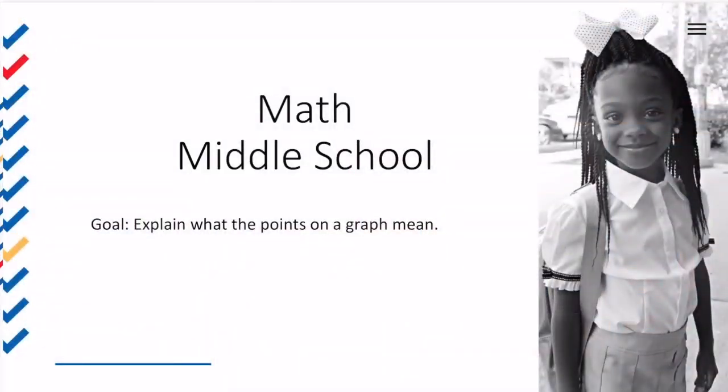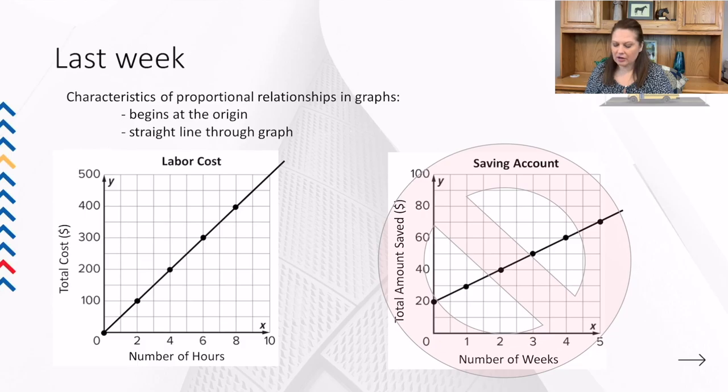Last week, we talked about what are the characteristics of a proportional relationship on a graph. And I have the two graphs from last week to review. You'll notice the two characteristics are, it has to start at the origin or go through the origin, depending on if our coordinate plane just has quadrant one or if it has quadrants two, three, and four. So keep that in mind. That's kind of special when we're looking at just quadrant one or we're looking at all four quadrants. And it also must form a straight line.